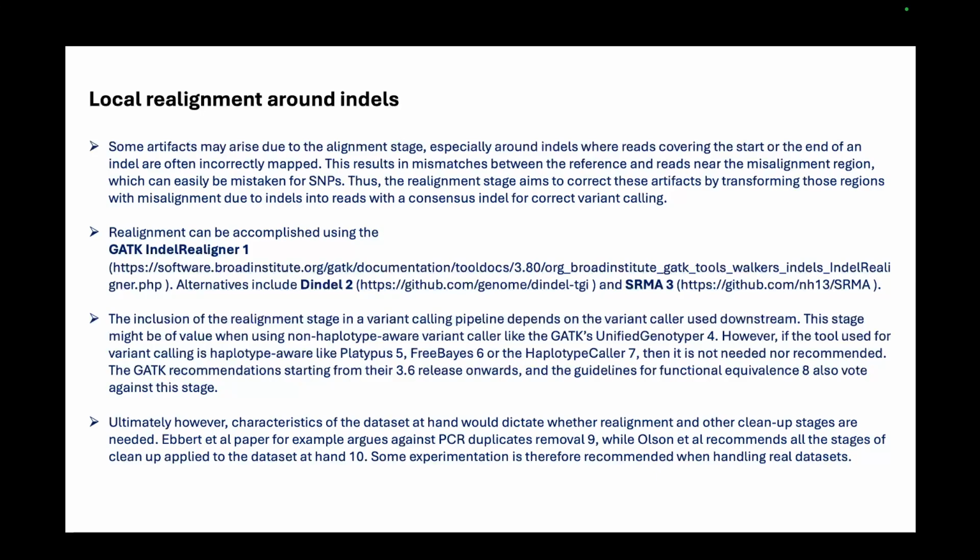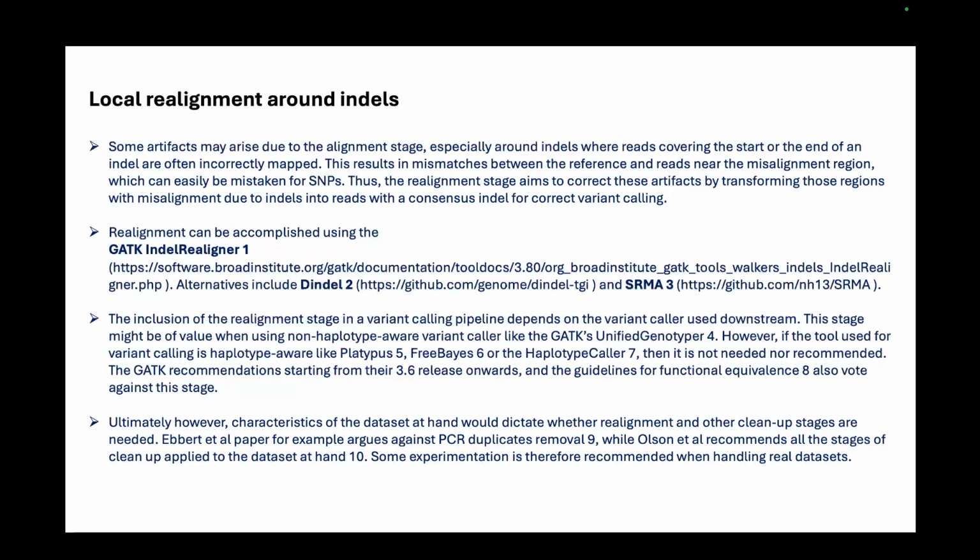Say the indel is around 20 base pairs, and the 20th base pair is being covered by a read which is originating on the right of the genome. So the 20th base pair is not aligning, but the rest of the read is aligning. It can happen that the variant caller might consider that as a SNP. So it is very important to realign these misaligned regions and correctly characterize them as indels.